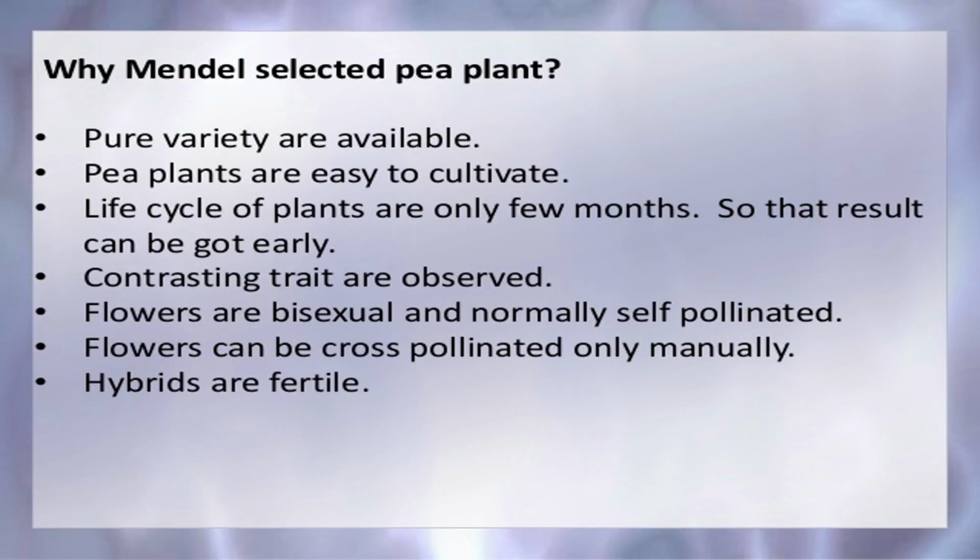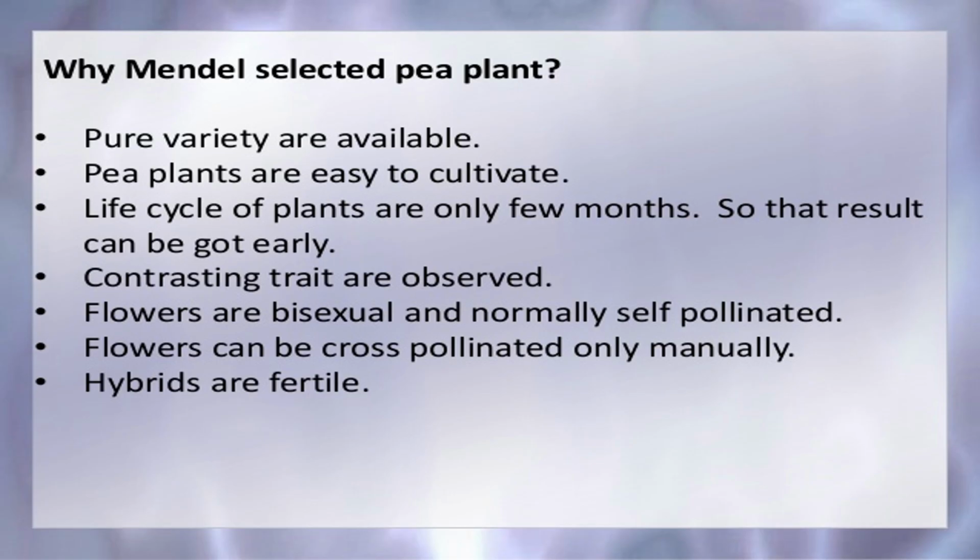So, why did Gregor Mendel select pea plants? Because pure varieties were available at that time for peas. Pea plants are easy to cultivate. The life cycle of the plants is only a few months, so the results can be obtained very early.